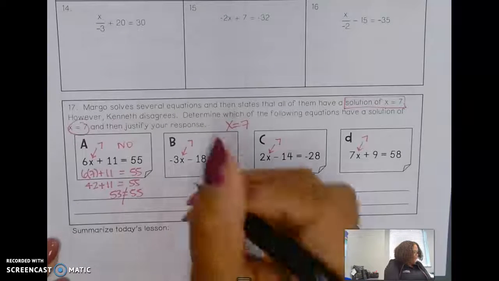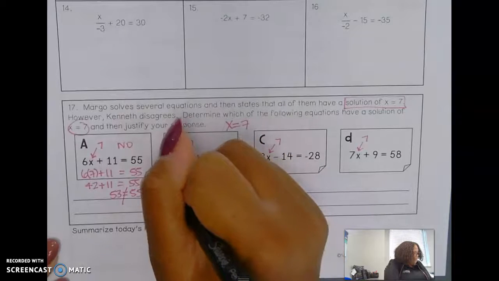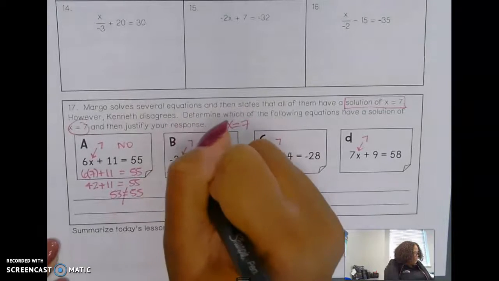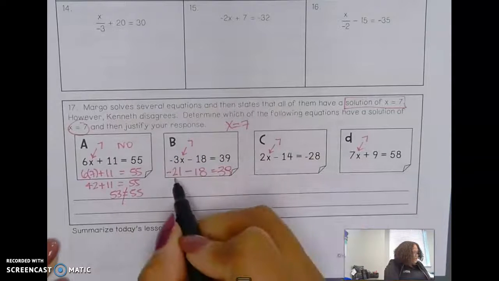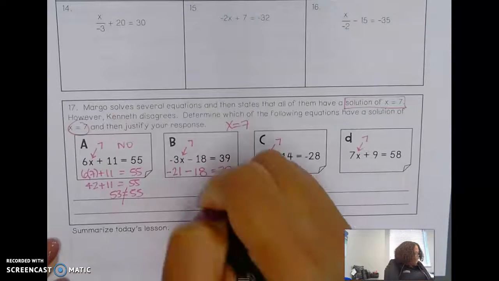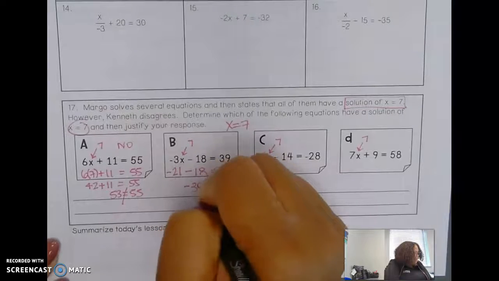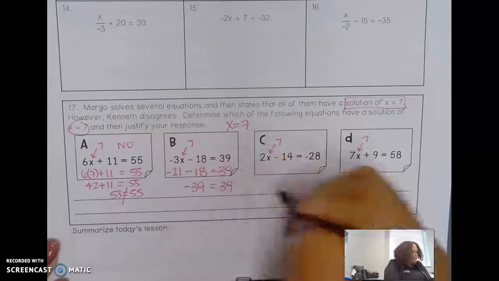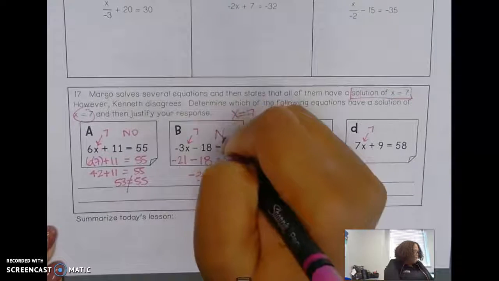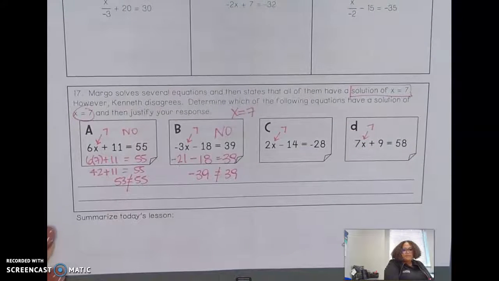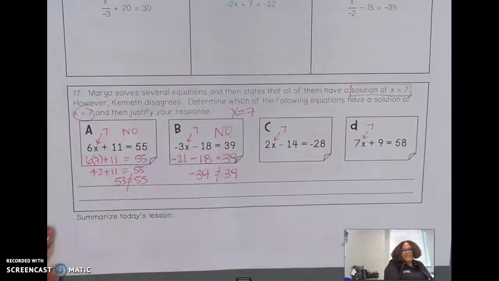Here I'm going to plug in my 7. This is -3 times 7, which is -21, minus 18 equals 39. This is negative ninjas and negative ninjas. This is -39 equals 39. I tell y'all all the time in class to check your signs. These are not equal. Okay, my video is about to end. We'll finish the rest in the next one.